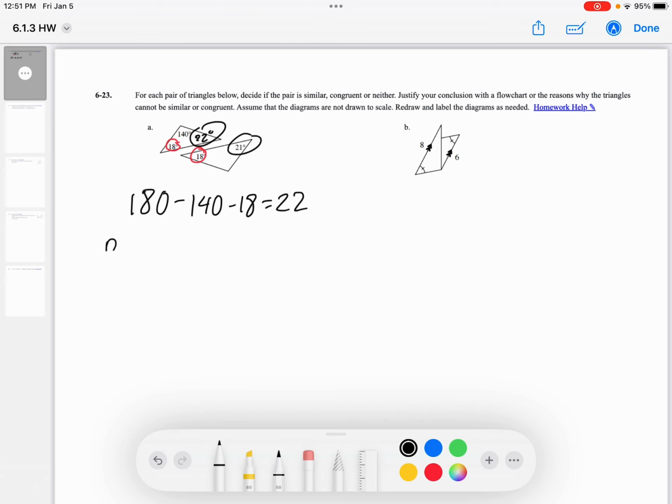So we'd say not similar because the angles have different measures.